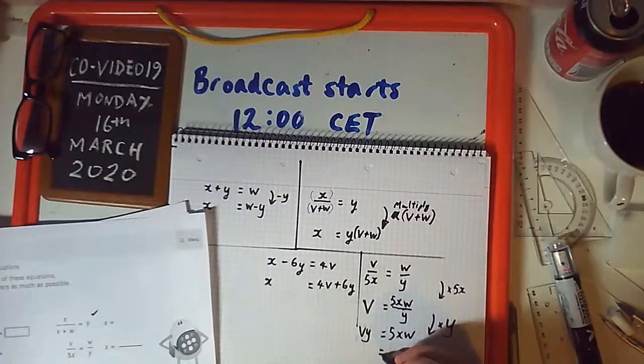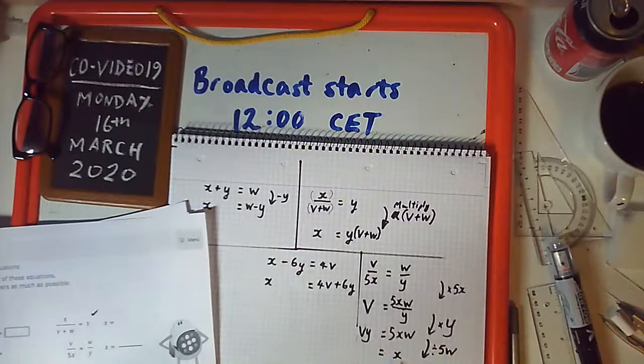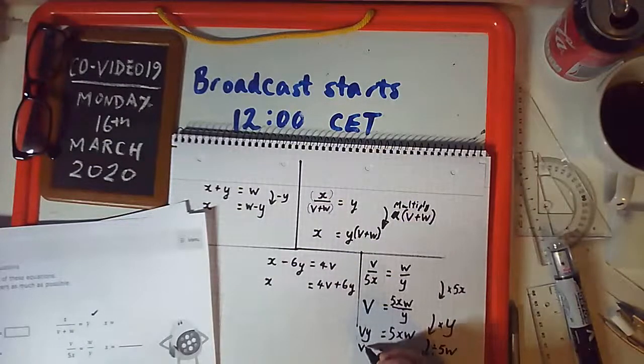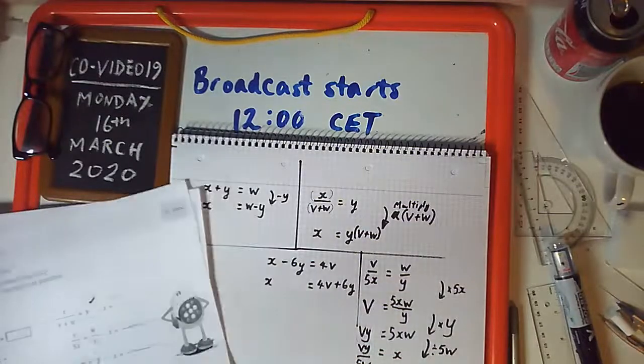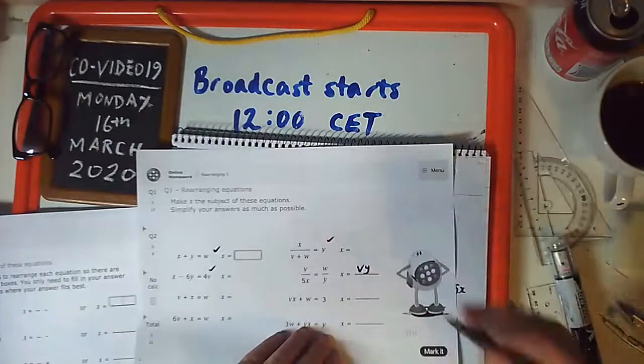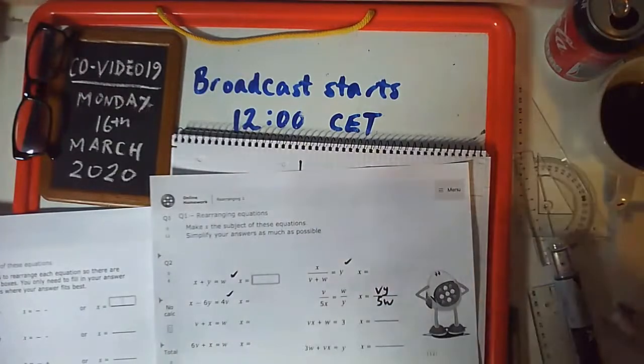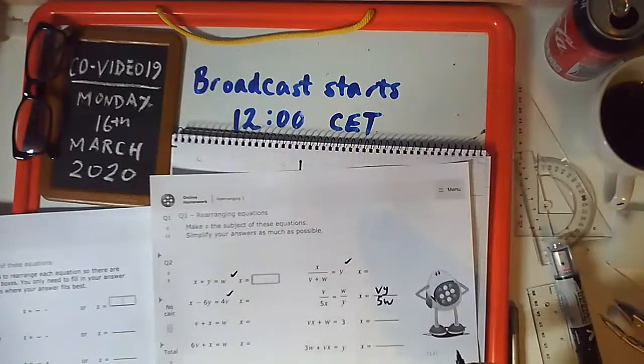Okay, and then I'd like to get the x bit on its own. At the moment I've got x times 5 and times w. So if I divide by the 5w, it'll just leave me x on its own. But then I've got to do the same on the other side. So vy over 5w is equal to x. So that's my final answer, that x equals v times y over 5w, 5 times w. Pretty horrible one, that. But there you go.